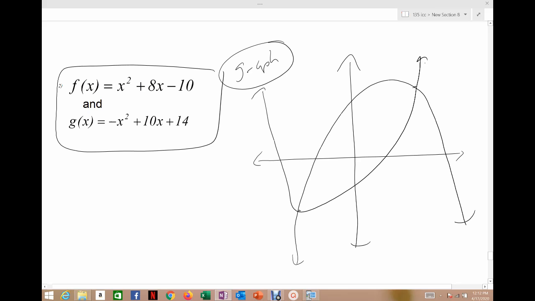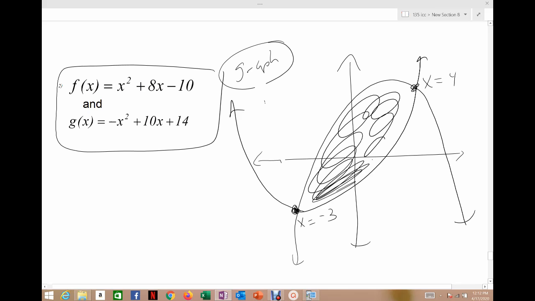Oops, wonky picture. Alright, and so we found those two moments. That was at 4. We found that one, and if you go in and do the same thing as before, this one's found at negative 3. Alright, so this is the area we're looking for.